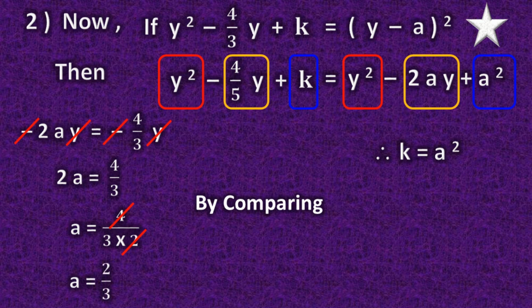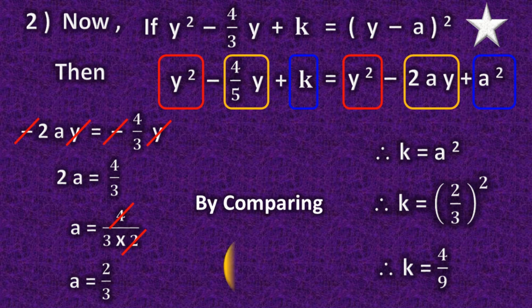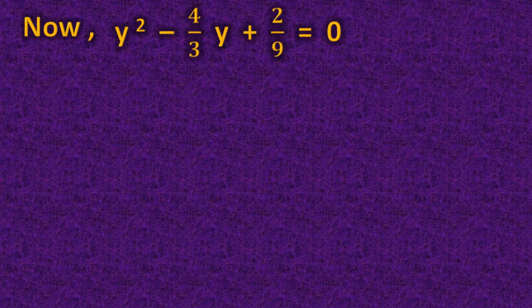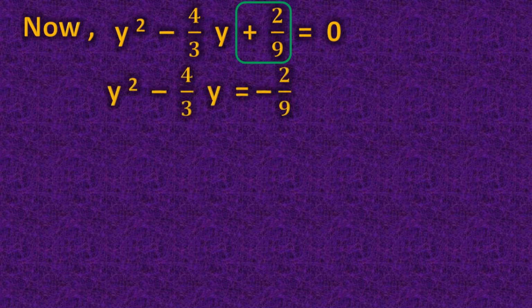Now substitute this value here: k is equal to 2 upon 3 square. 2 upon 3 square is 4 upon 9. So the perfect value of k we got is 4 upon 9. Now this 4 upon 9 we will use in the original question. The original question was y square minus 4 upon 3y plus 2 upon 9. 2 upon 9 is not suitable, so transfer it to the right hand side. It will become minus.